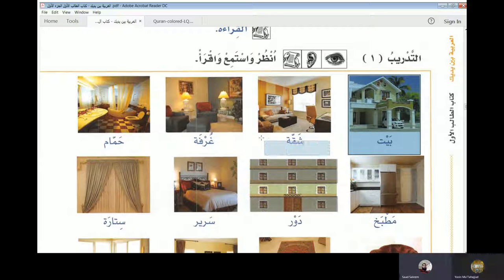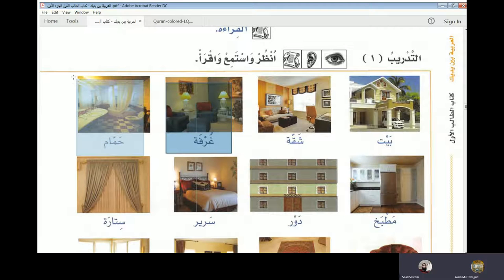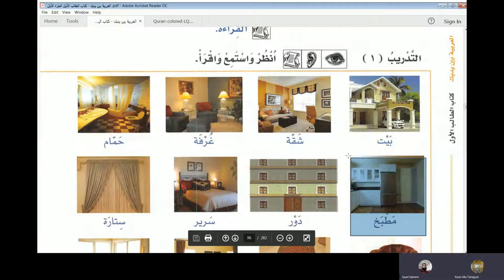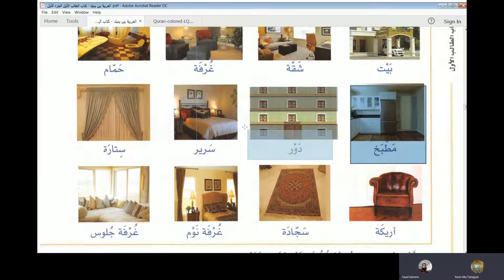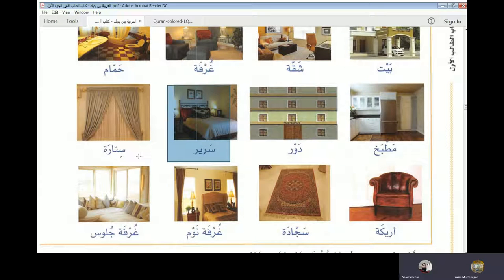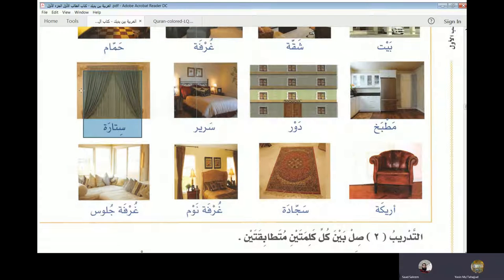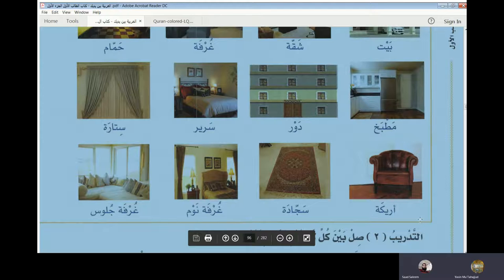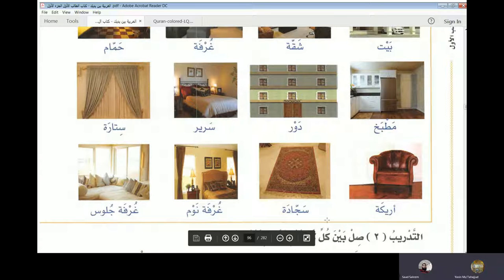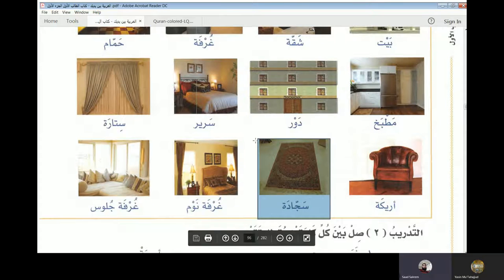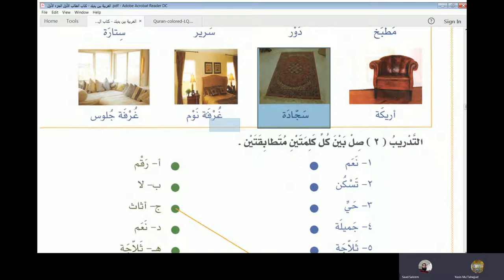That's bait, house; shaka, apartment; gurfa, room; hammam, bathroom; matbakh, kitchen; door, floor; sarir, bed; sitara, curtain. Read this word again. Sitara, good. Arika, good. Sajada. Good. Gurfatnam and gurfatjulus, good.